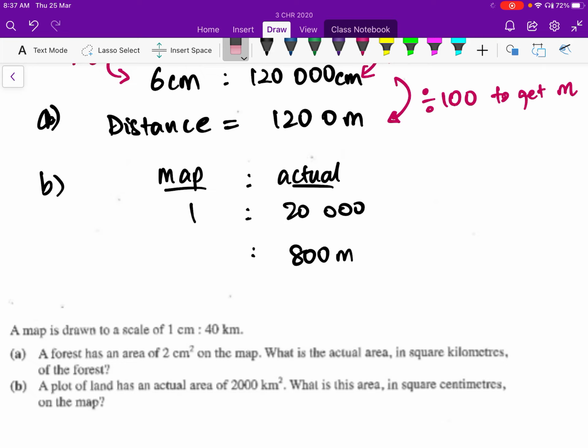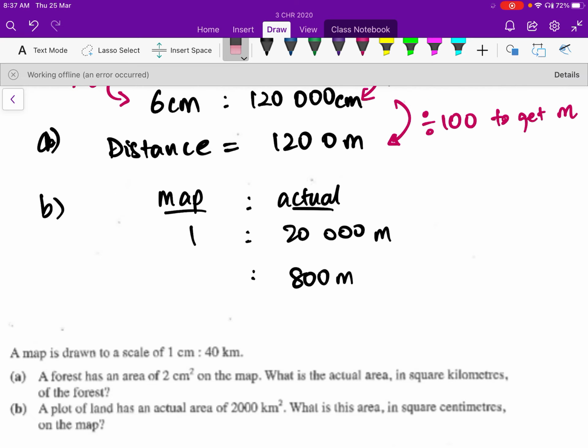So you see, initially we could have written 1 cm to 20,000 cm. We can also write 1 meter to 20,000 meter, but not as useful. We can also write 1 km to 20,000 km, but not as useful. So if we had written cm and cm over here, then what we have on the right hand side will be 200 meters. So 1 cm represents 200 meters.